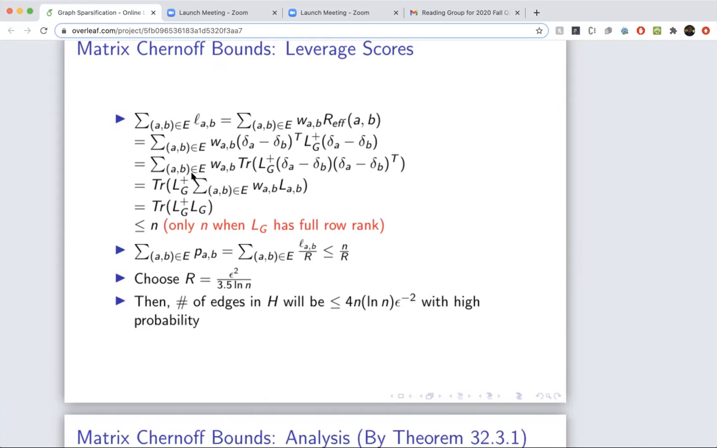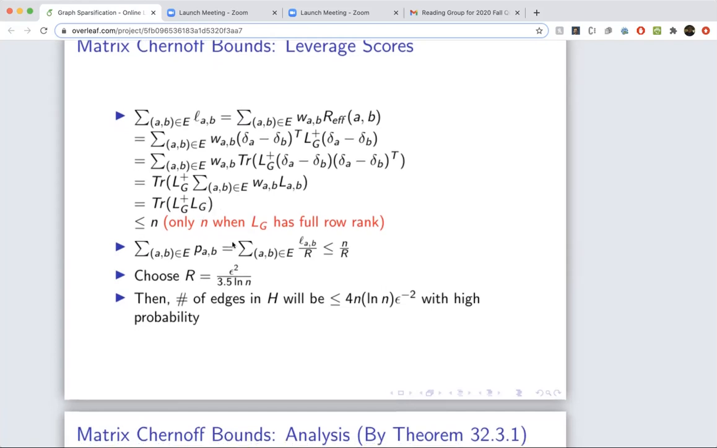And if you recall, this was the decomposition we had come up with for the Laplacian of G. So we substitute that in. And the trace of this matrix, I think we all know that this is not necessarily equal to the identity matrix. It's only equal to the identity matrix when LG has full row rank. But we know that the trace of this product is going to be less than or equal to n, where n is the number of nodes in our input graph, G.